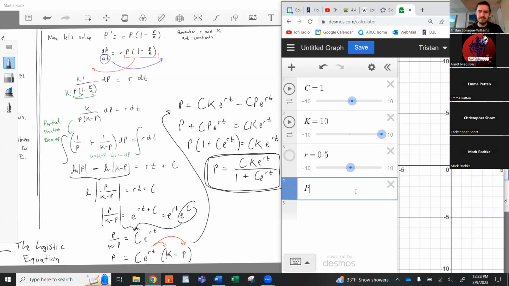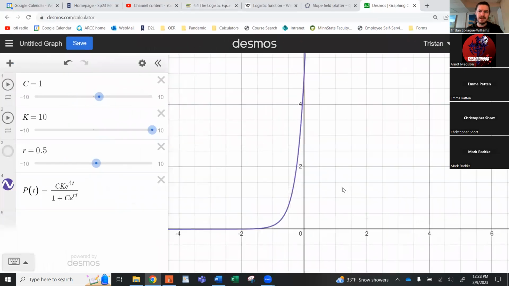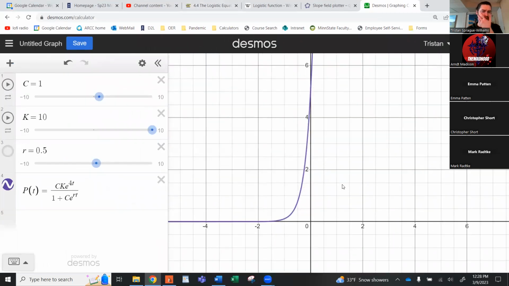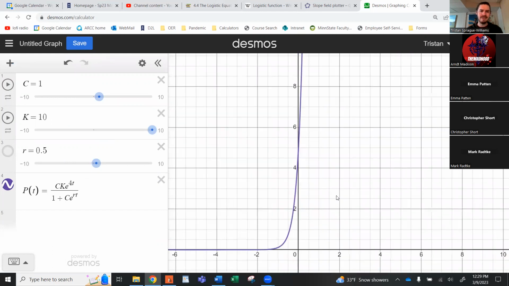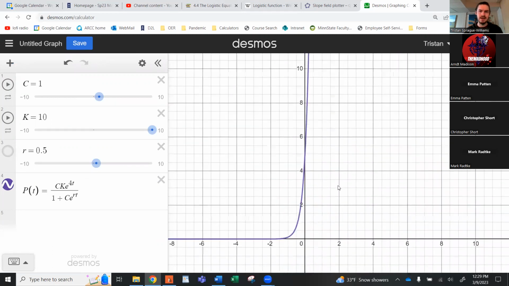So now we're going to make our P function, P of T equals the fraction C K e to the power RT over 1 plus C e to the power RT. Now just type that in exactly as it says right there. All right. And now I should have something which looks like that S curve and has a carrying capacity of 10.